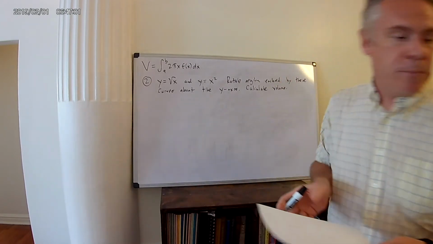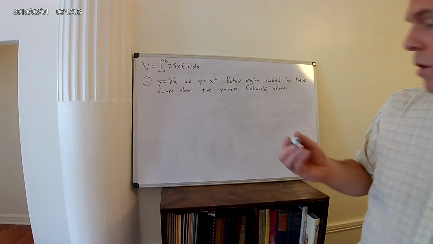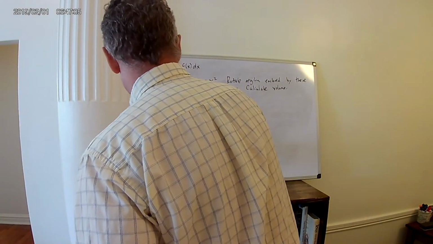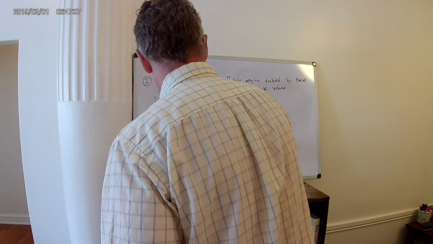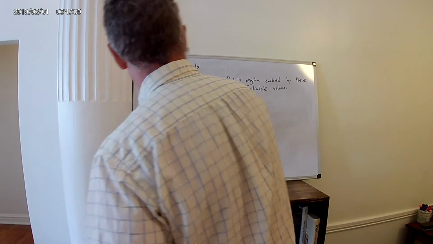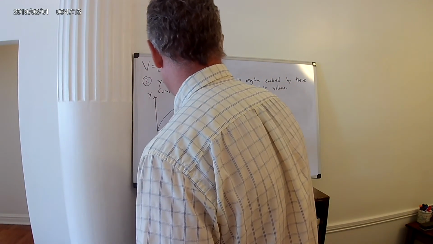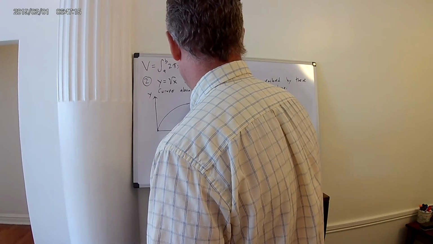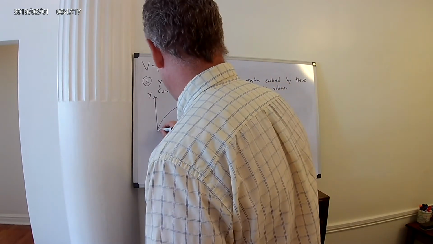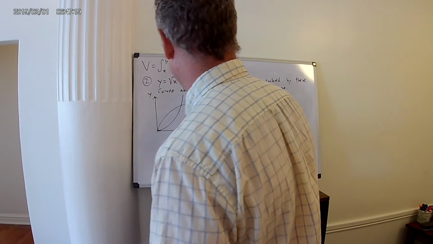A first good step here is to create a graph of these two curves. So let's do that. Okay, y equals square root of x. We know what that looks like. It looks like this. And y equals x squared is a parabola. We know this looks like this.